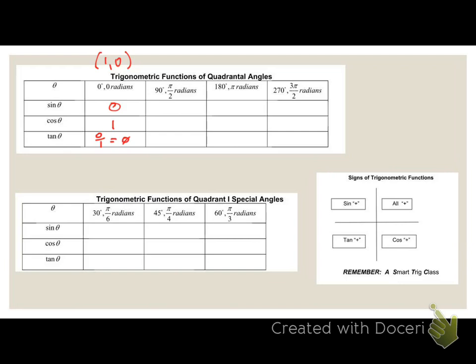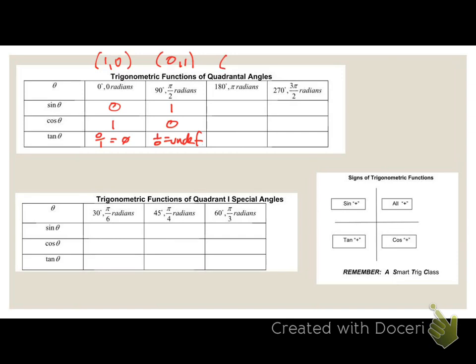Now moving on to the next quadrantal, the positive y-axis, 90 degrees, pi over 2, the coordinates are 0, 1. We know that the sine of 90 degrees has to be 1 because sine is the y-coordinate. Cosine is going to be 0. Tangent is sine over cosine. So 1 over 0, or undefined, right?